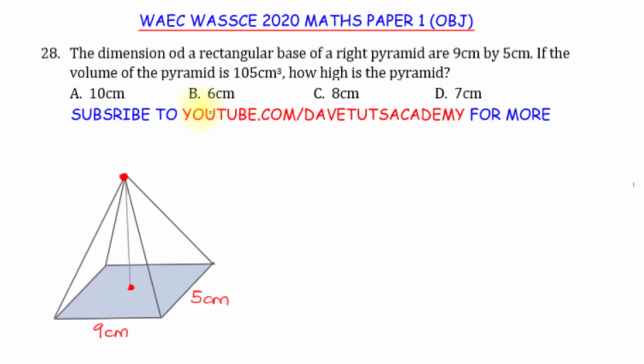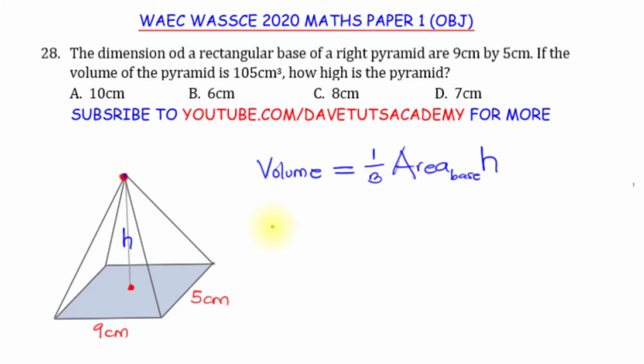But we are told here that the volume of the pyramid is 105 centimeter cube. But what is the formula for the volume? It is 1 over 3 multiplied by the area of the base shape, multiplied by the height of the pyramid. And in this particular case, we are looking for the height h, the height from the centroid of the base shape to the apex of the pyramid. So that's what we are looking for.